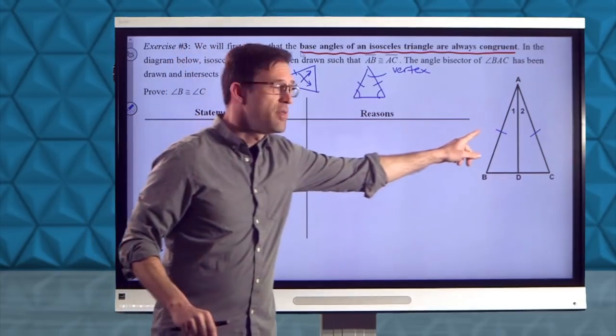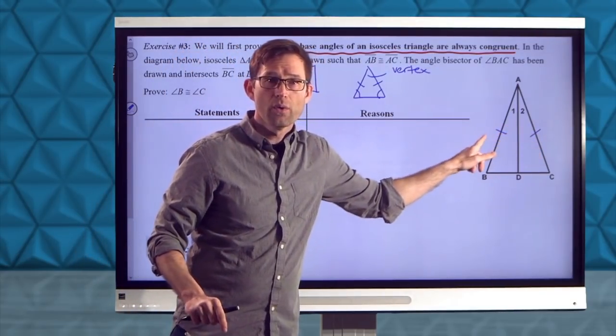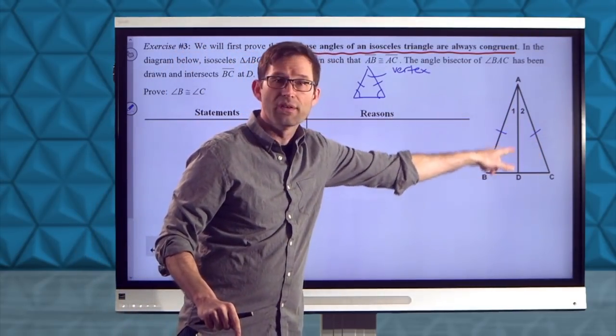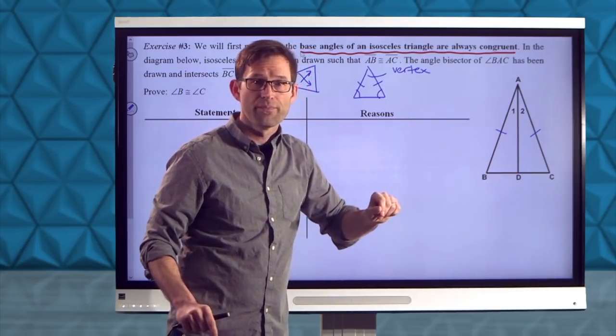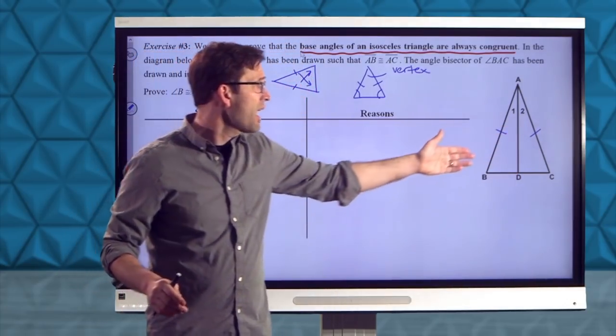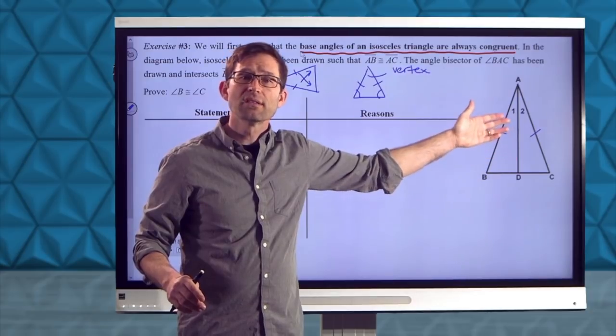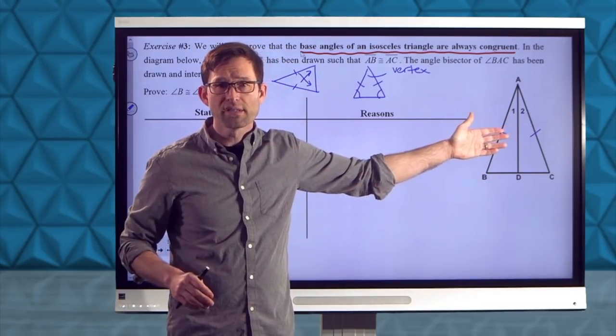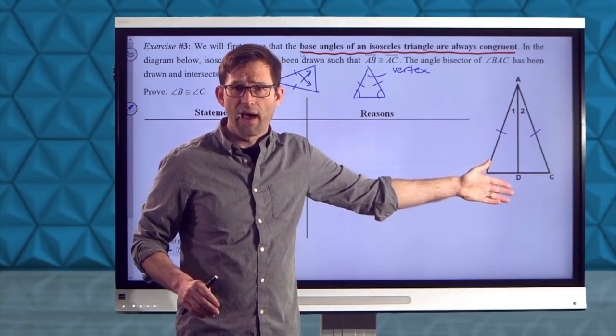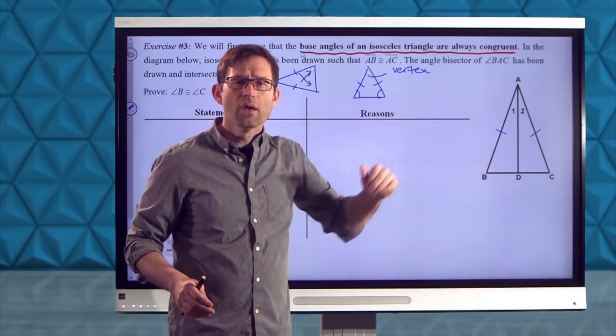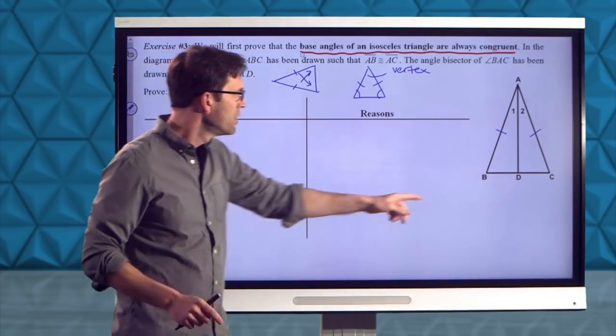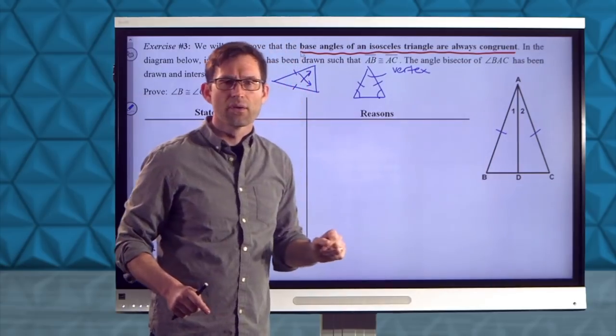Number one, that these two sides are congruent, and number two, that this is the angle bisector. Now, we don't have to have the angle bisector, but since every angle has a unique bisector, it's okay to have that as the angle bisector. So how do we now prove that angle B is congruent to angle C?